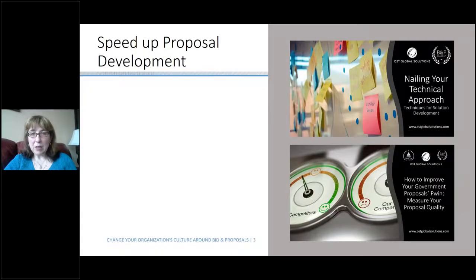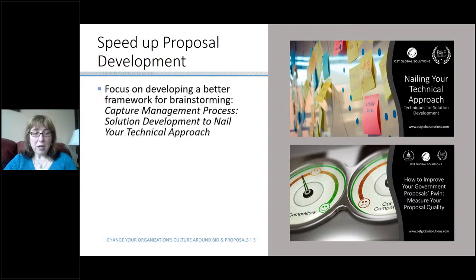Now, you can speed up proposal development. You don't have to forget about the reuse and recycling. It's good. So you want to focus on developing a better framework for brainstorming, for example. That's what saves you resources and actually produces customer-focused content. So check out our capture management process solution development to nail your technical approach. We have that video in the blog, so right here.